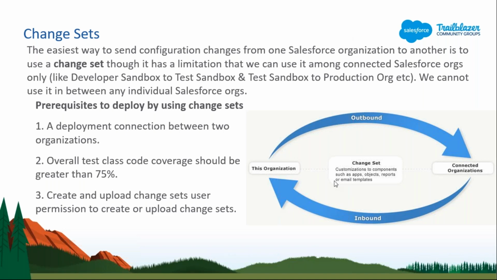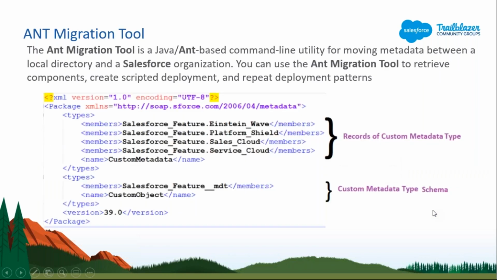So that was the changeset, and we have another tool, which is the Ant Migration Tool. It's not a click and configuration basis, but a kind of coding thing. We have to manually add all those components in a metadata set, like this. This is the package of the Ant Migration Tool.